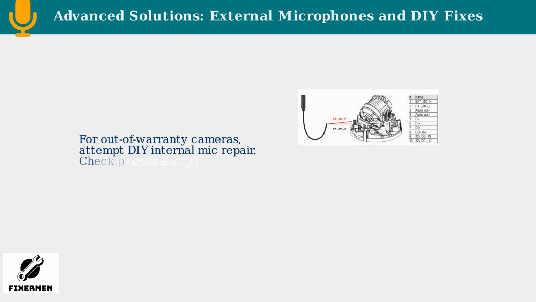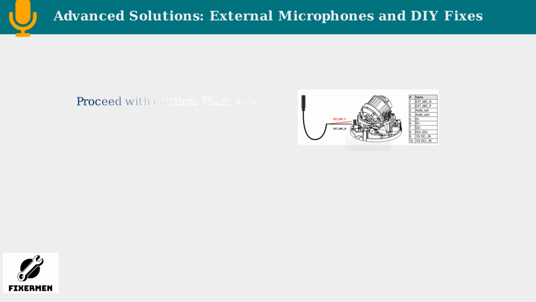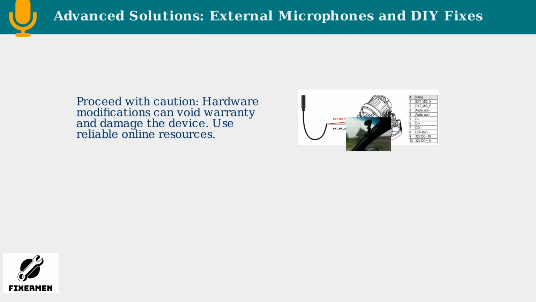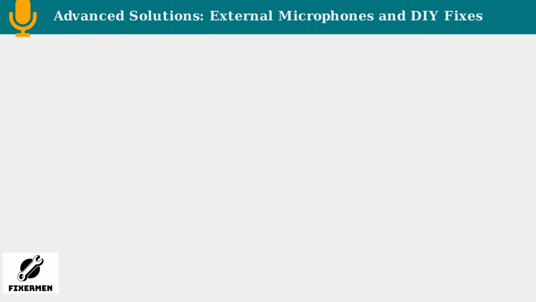If you're comfortable with electronics and your camera is out of warranty, you might attempt a DIY repair of the internal microphone. This involves accessing the circuit board and checking connections, but requires careful handling to avoid further damage. Always consult online guides from trusted sources like VOFO's official forums or YouTube tutorials from reputable creators. Remember that any hardware modifications can void your warranty and potentially cause permanent damage to the device.